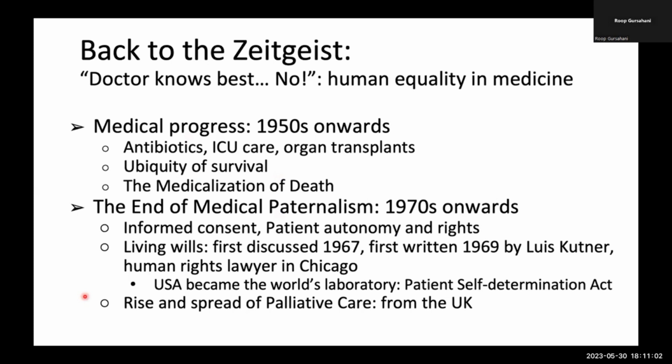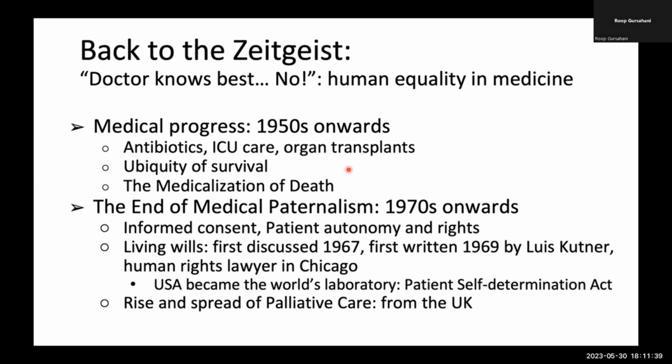If you look at not just India, the rest of the world, medical progress really began from the 1950s onwards. Before that, doctors know best, and there was no real question of human equality. But in the 1950s, with ICU care and so on, people started to survive serious illnesses, and conversely, they also started to pass away in ICUs and hospitals. And with that, we began what is called the medicalization of death.